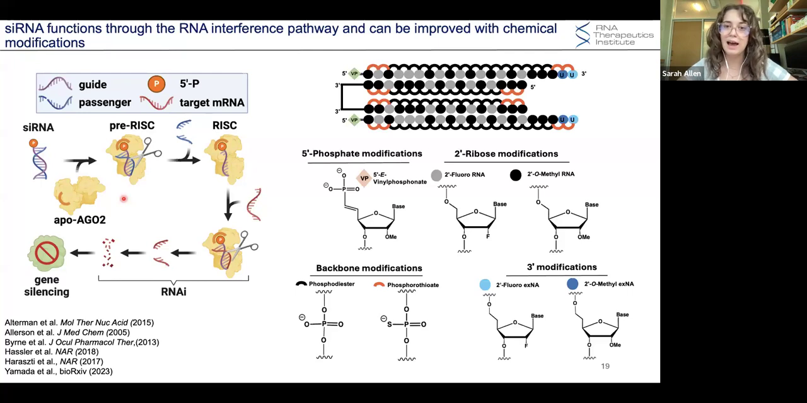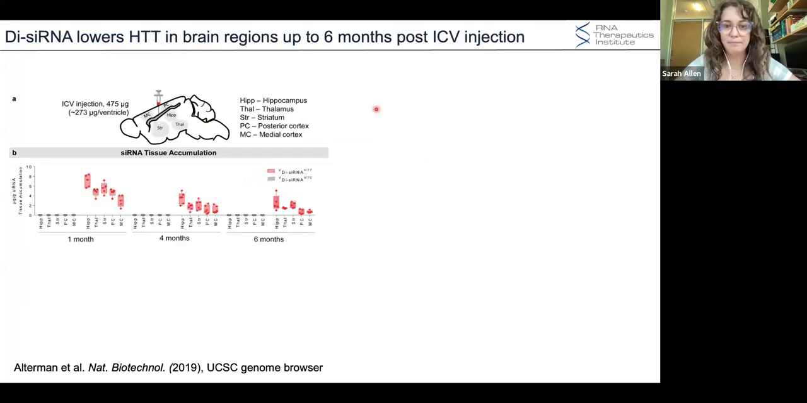We also use a number of different chemical modifications in order to stabilize the molecule, adding greater potency, efficacy, and stability. For CNS applications, we use these divalent siRNAs, which were developed in the lab and are two siRNAs linked by this hydrophobic linker. They're fully chemically modified siRNAs, and we use 5' modifications such as vinyl phosphonate, 2' ribose modifications such as fluoro and O-methyl RNAs, a phosphorothioate backbone, and then 3' XNA modifications as developed by Ken Yamada's group in the lab.